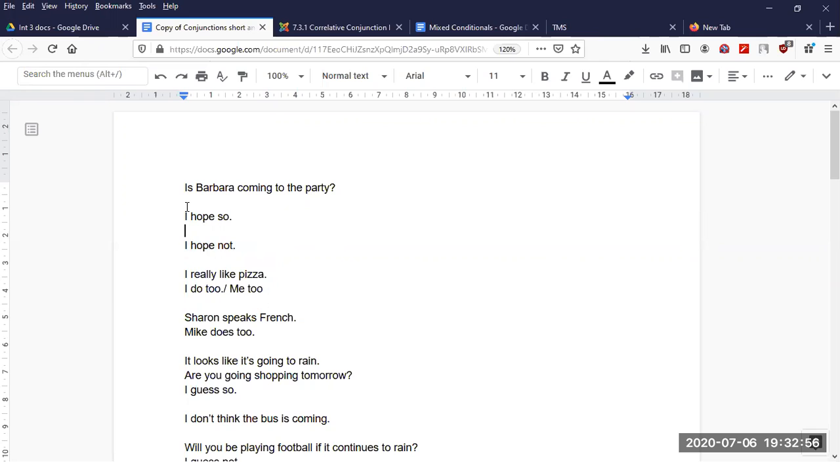Okay. So hope. These things translate almost identically to Spanish. So I hope so, I hope not. Espero que sí, espero que no. So if you have a question such as, is Barbara coming to the party? And you really want Barbara to come to the party, we can answer with, I hope so. I hope Barbara comes. Is Barbara coming to the party? I don't like Barbara, so I hope not.